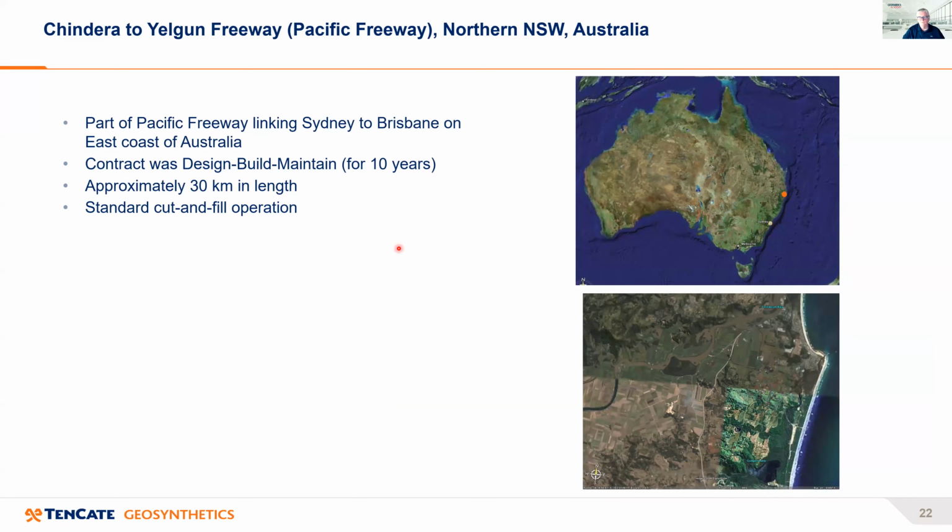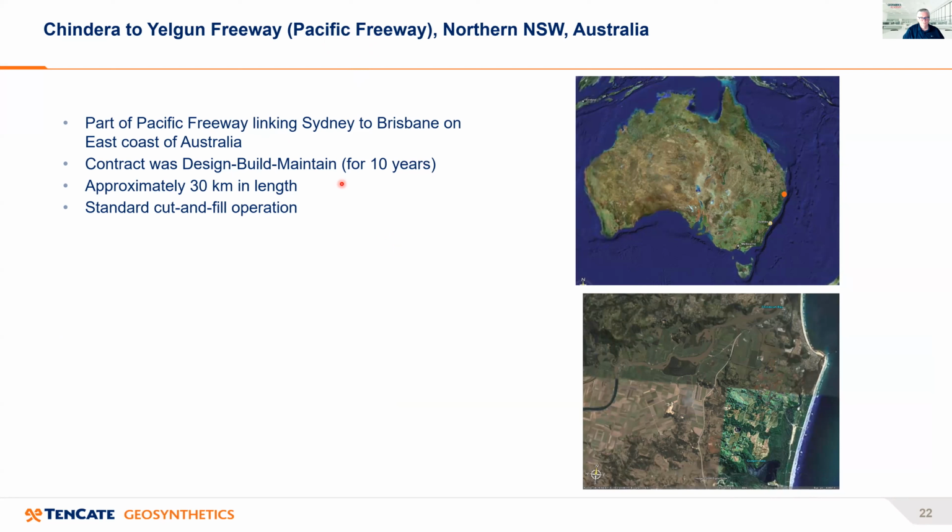Now, I want to give you a brief case study, an example of this type of technique, and I've taken this one from Australia. It's part of the Pacific Freeway, right in the north of New South Wales, near the Queensland border. Here on a map of Australia, you can see the orange dot. This is the location right near the Queensland border. And of course, it's part of the Pacific Freeway linking Sydney to Brisbane.